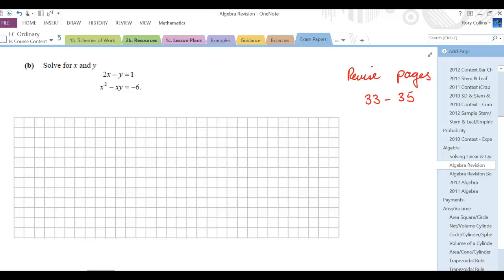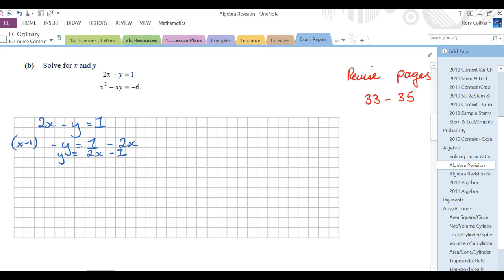We first take the linear equation, 2x subtract y equals 1. We get this linear equation in terms of one of the variables, i.e. either x or y. In this case, I'm going to bring my 2x to the other side of the equal sign to give negative y equals 1 minus 2x. I'm now going to multiply by minus 1, so I get positive y is equal to 2x minus 1. I now have y in terms of x.